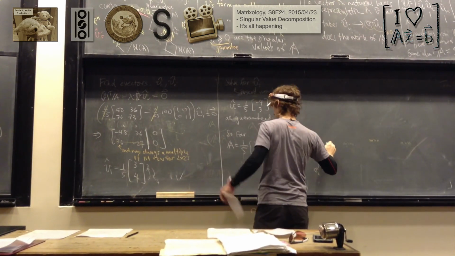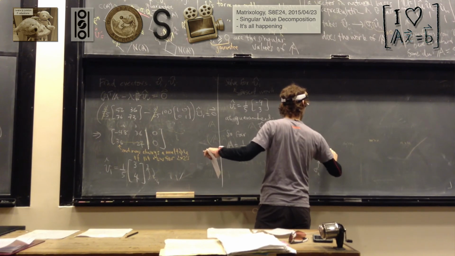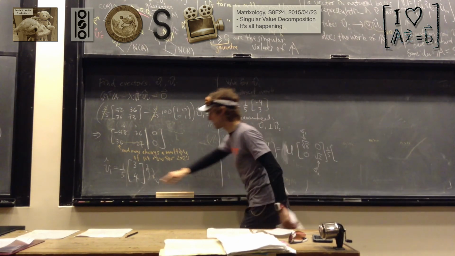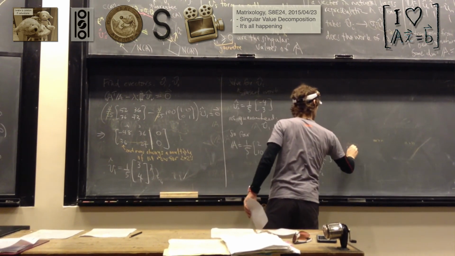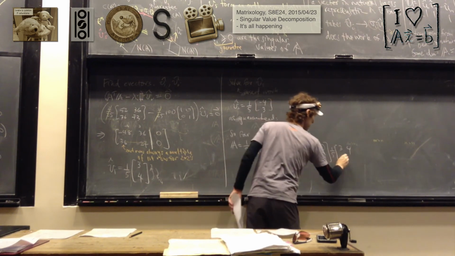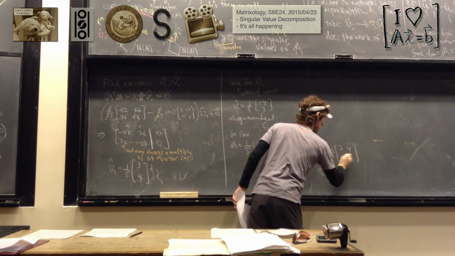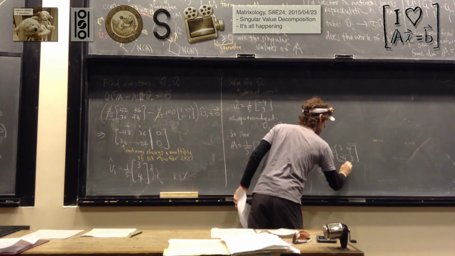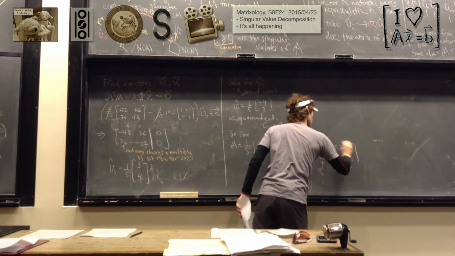And over here, we'll have V transpose. So it's going to be a fifth, and the first one is 3, 4. 3, 4. And then the next one is minus 4, 3. Minus 4, 3. Right? So this is V2 transpose and V1 transpose.